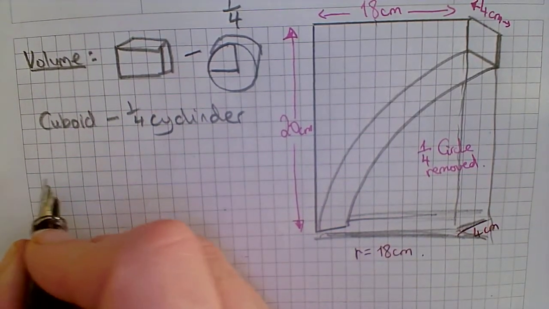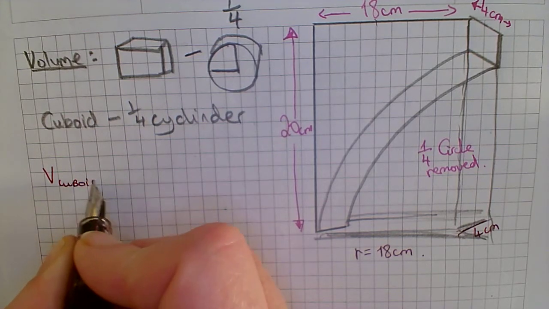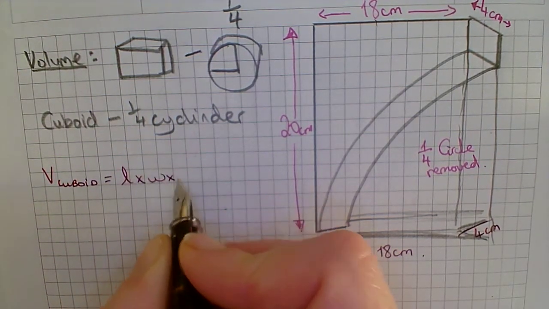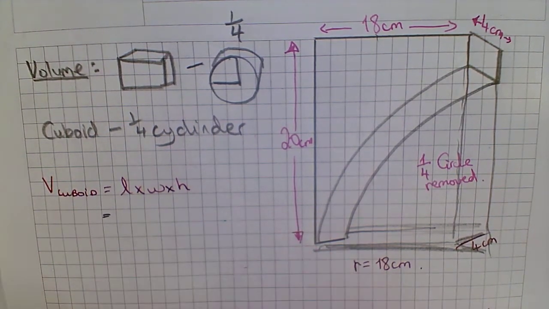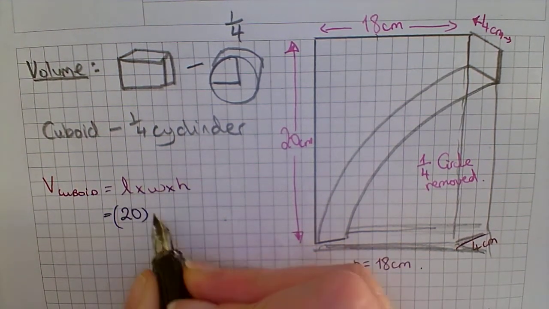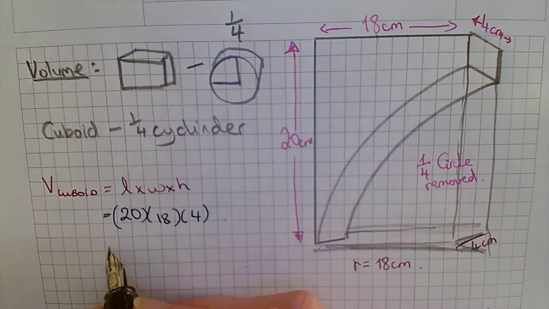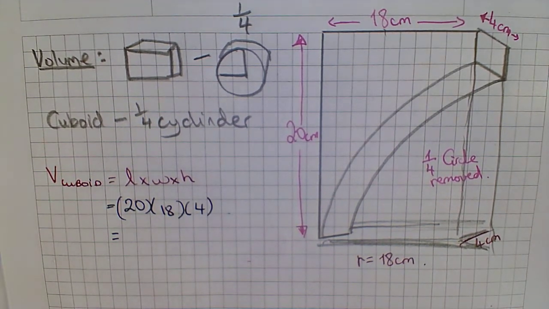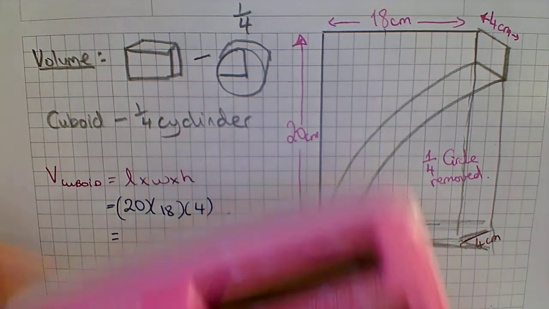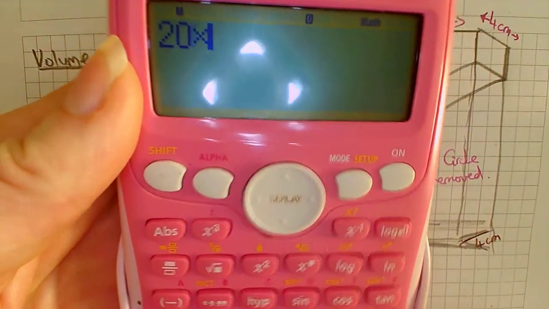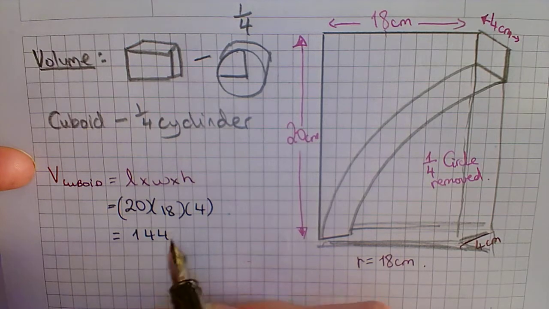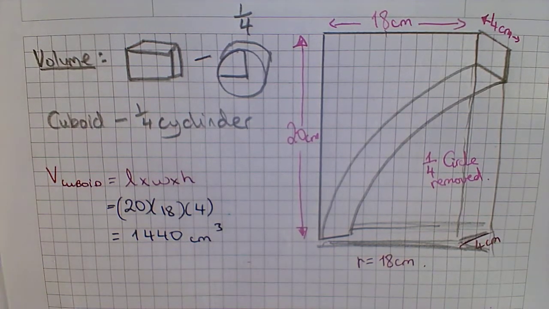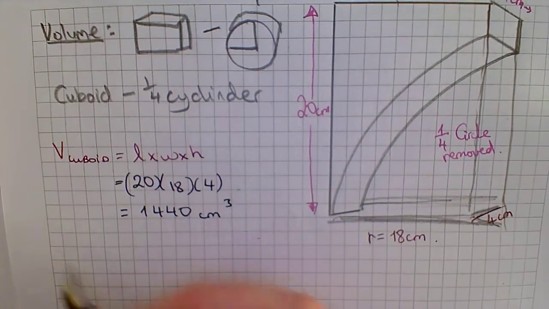I do, of course. The volume of my cuboid is going to be length by width by height. And I know the length, width and height. It doesn't matter which one I say is which. Let's call the height the 4 centimeters. So we'll say that this is 20 by 18 by 4. And we'll pop that into our calculator. I can find my calculator. And we get 20 by 18 by 4, 1,440 centimeters cubed.